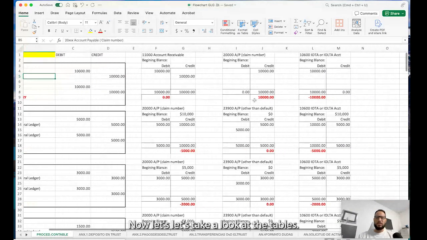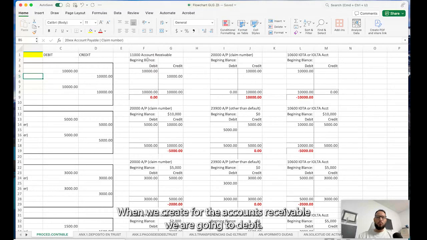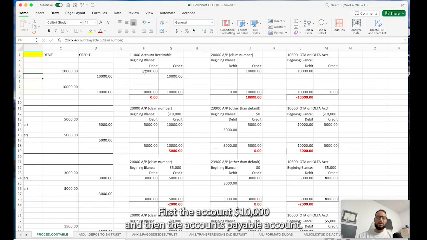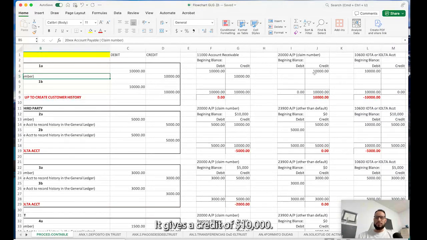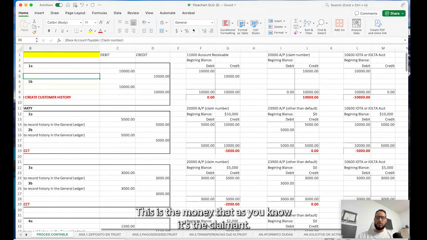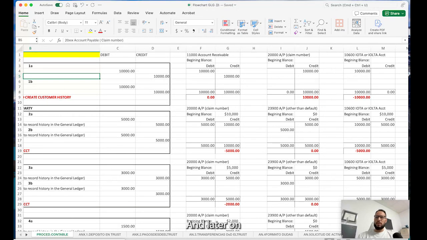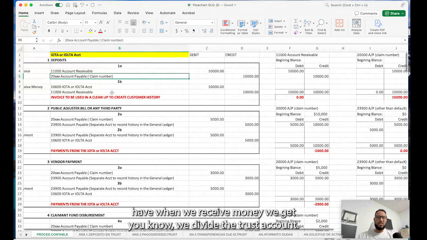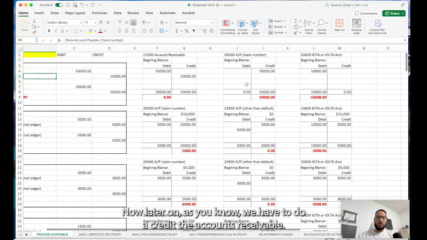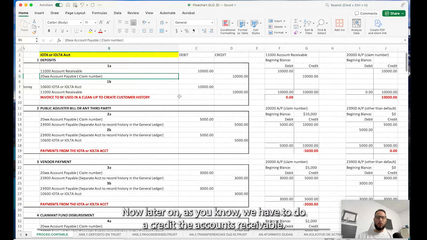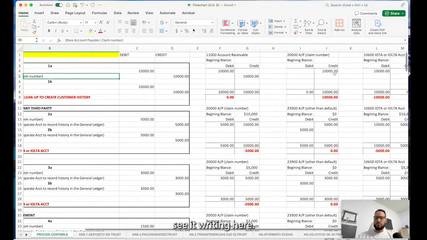Now, let's take a look at the T-tables. For the accounts receivable, we're going to debit first the account with $10,000, and then the accounts payable account gets a credit of $10,000. This is the money that, as you know, is for the claimant. And later on, when we receive the money, we debit the trust account and it receives the $10,000. Now, later on, we have to do a credit to the accounts receivable. We see it right in here.